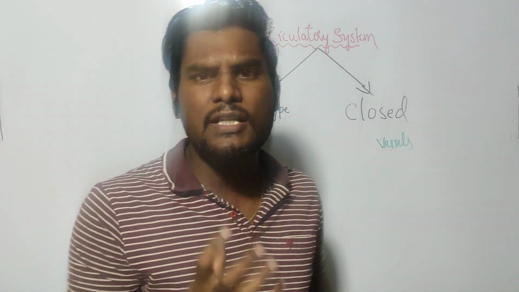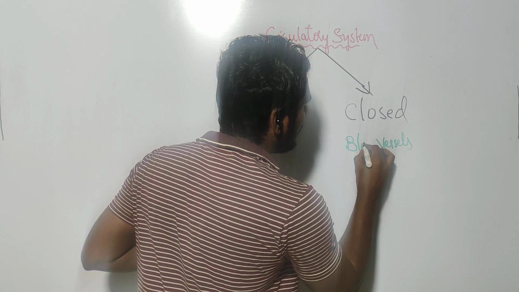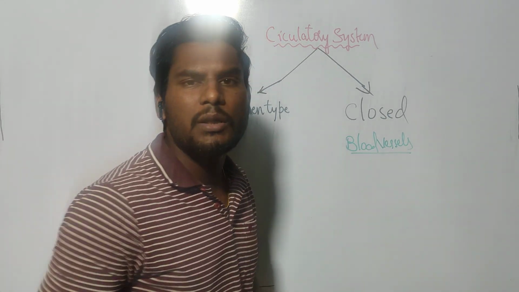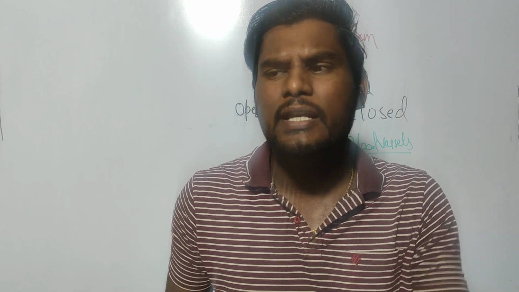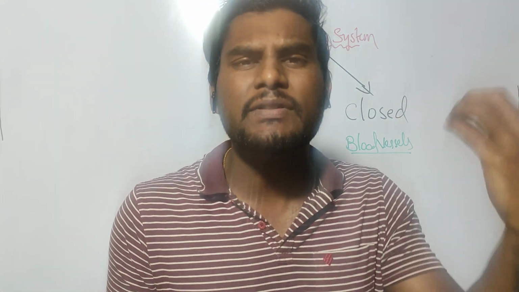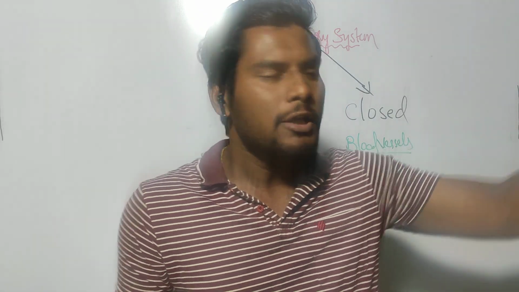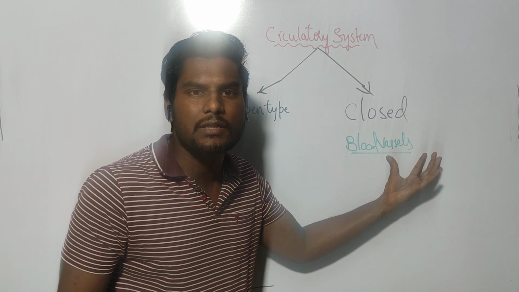And inside of these vessels, a fluid is moving. What is that fluid? That fluid is blood. Because of that, we call them blood vessels. If lymph is moving in the vessels, we call them lymph vessels. If water is moving, water vessel. If acid is moving, acid vessel. If something is moving, something vessel. So now these are the vessels. Inside of these vessels, blood is moving, so we call them blood vessels.